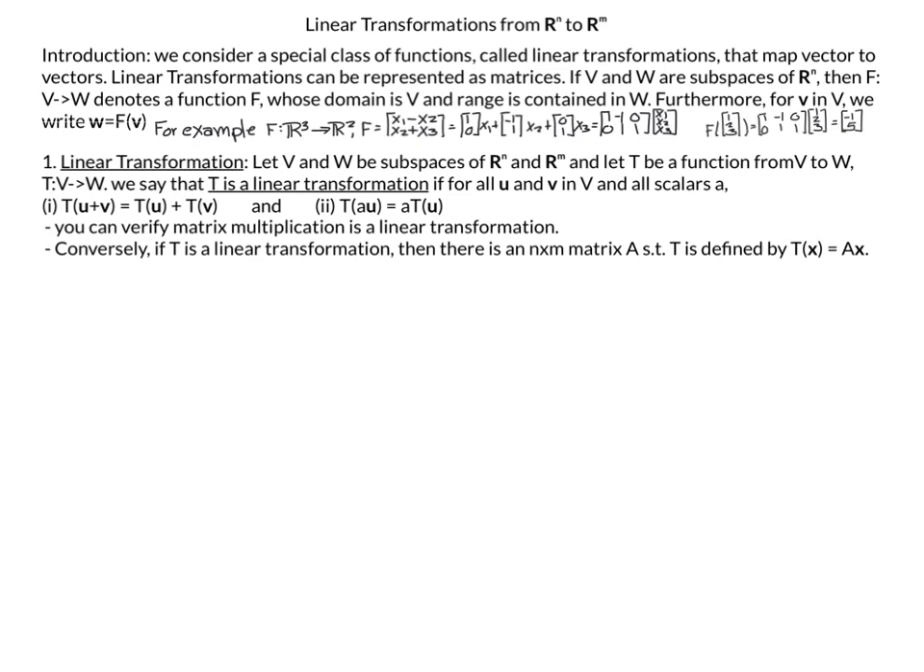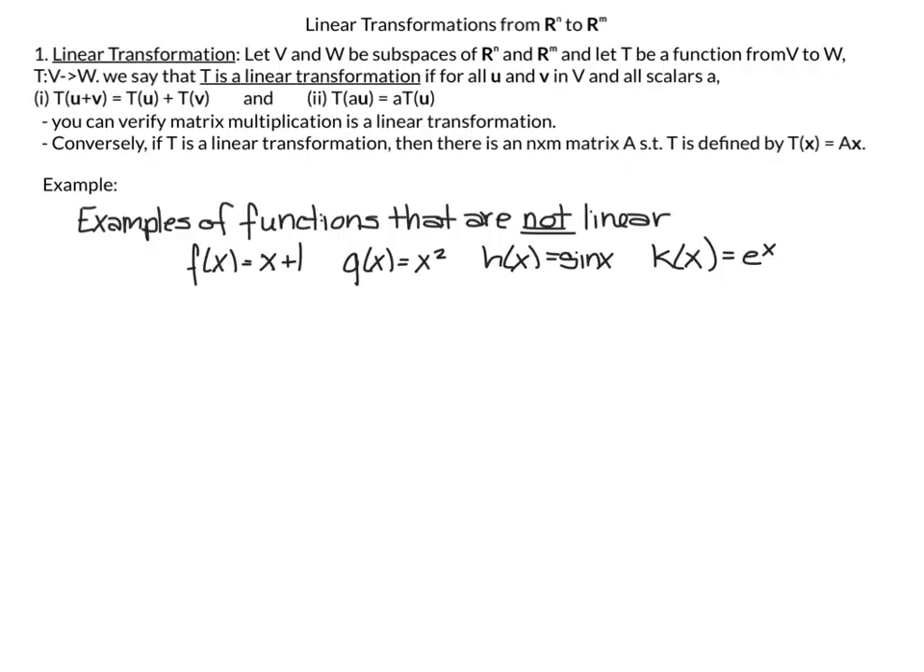Two other facts that you can verify: matrix multiplication is a linear transformation, and also if T is a linear transformation, then there is an n by m matrix such that the transformation can be defined by the matrix multiplication, which we sort of did a little example of here, but we're going to do a few more examples next. First, let's look at some functions that are not linear so we can compare.